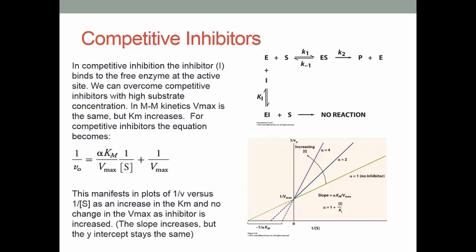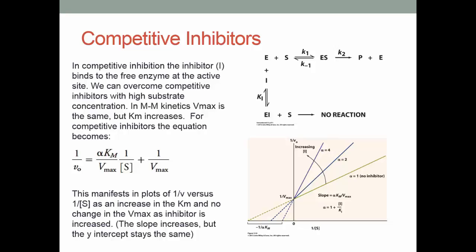In competitive inhibition, the inhibitor binds to the free enzyme at the active site. Because of this, the apparent specificity of the substrate decreases, which translates to an increase in the apparent Km under Michaelis-Menten conditions.